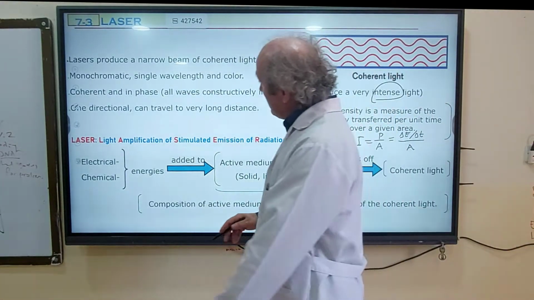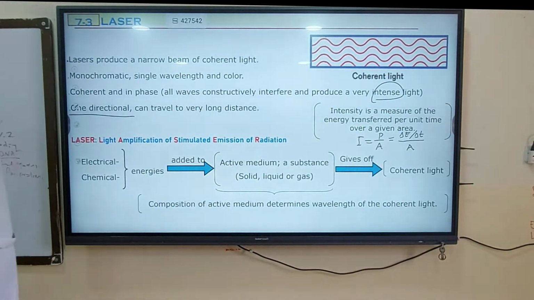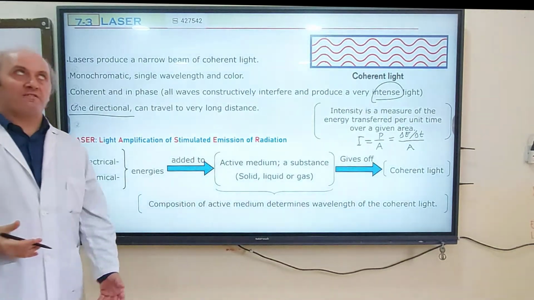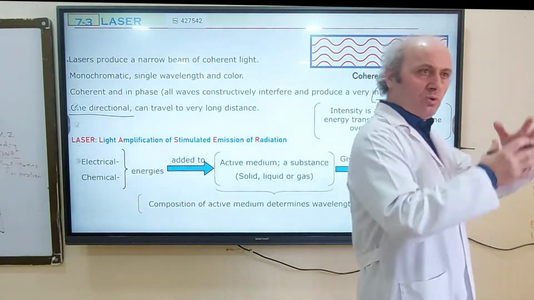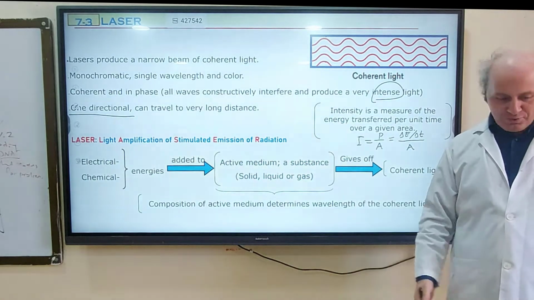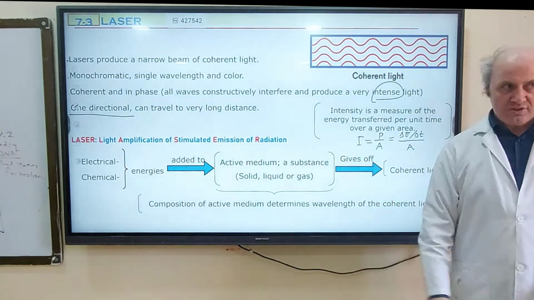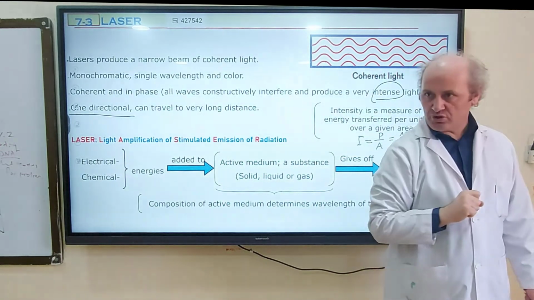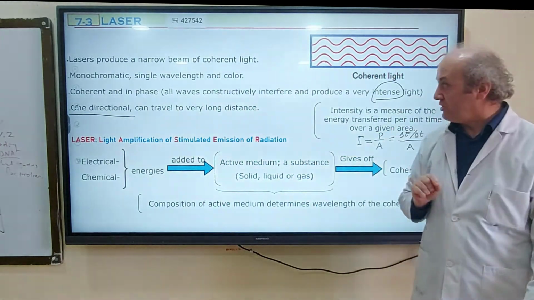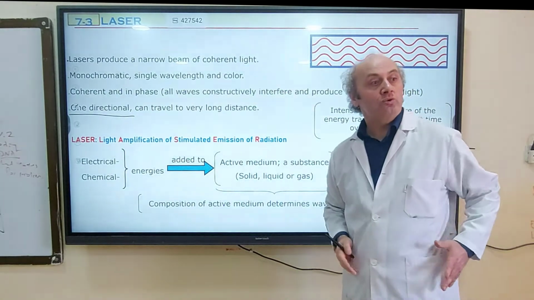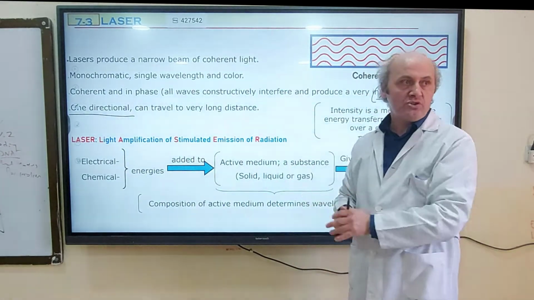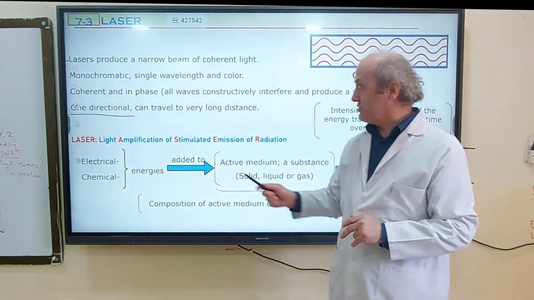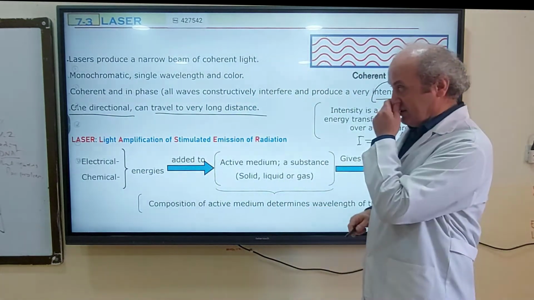And another property of lasers is that they are one directional. But light from a bulb was in all directions. How do we know that? Because it illuminates everywhere. But laser is not like that. Wherever you hold it, lasers only illuminate that region, that point. One directional. That's why lasers are able to travel very long distances.